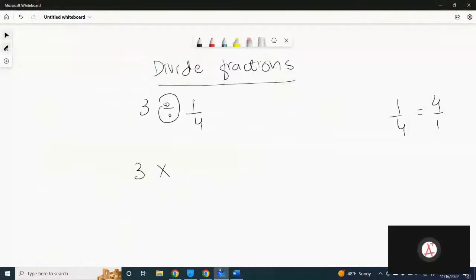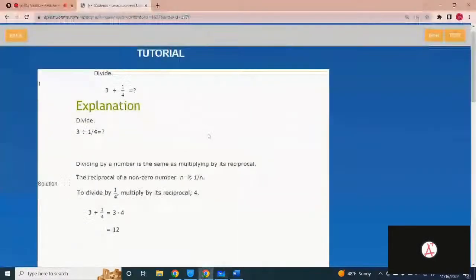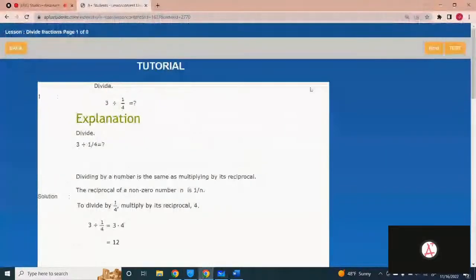So the reciprocal of 1 by 4 is 4 by 1. Got it? Just multiply them: 3 times 4 is 12 and 1 times 1 is 1. So it would be 12. Got it? 3 divided by 1 by 4 is 12. 3 times 4 is 12. Let's start with test questions after these practice questions.